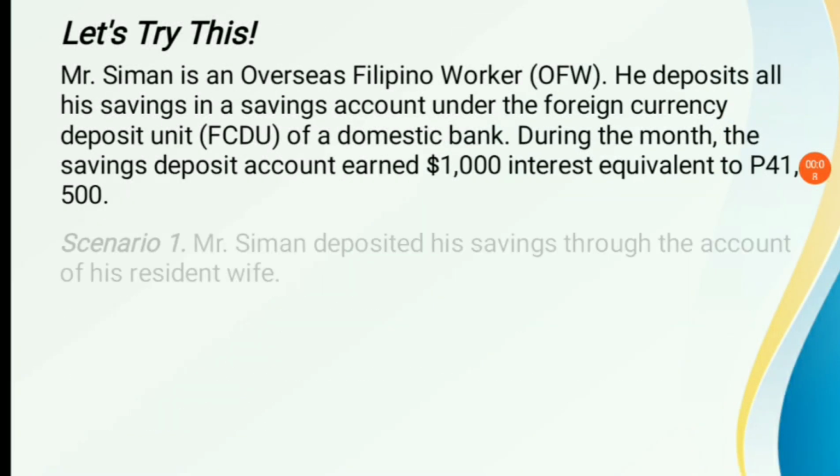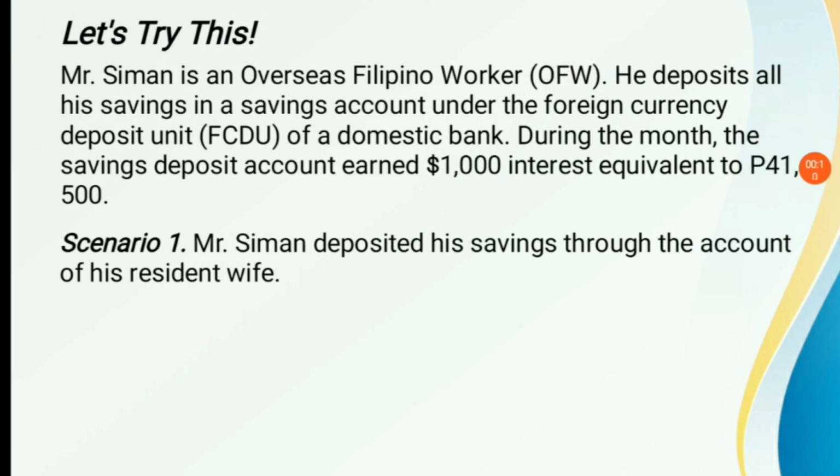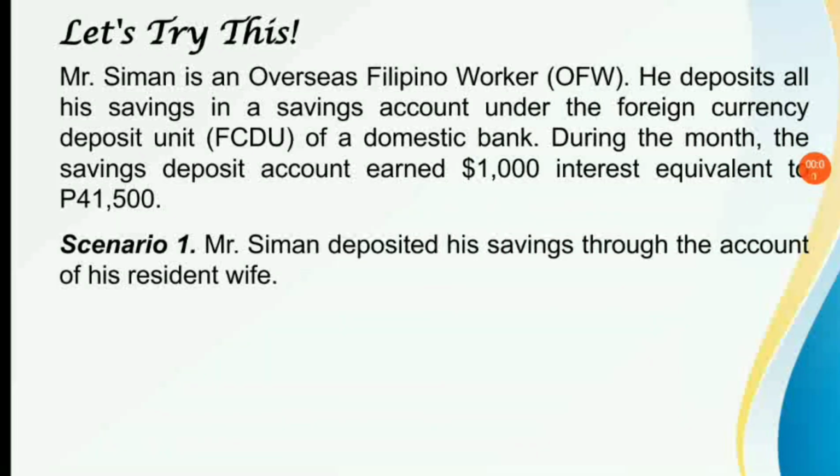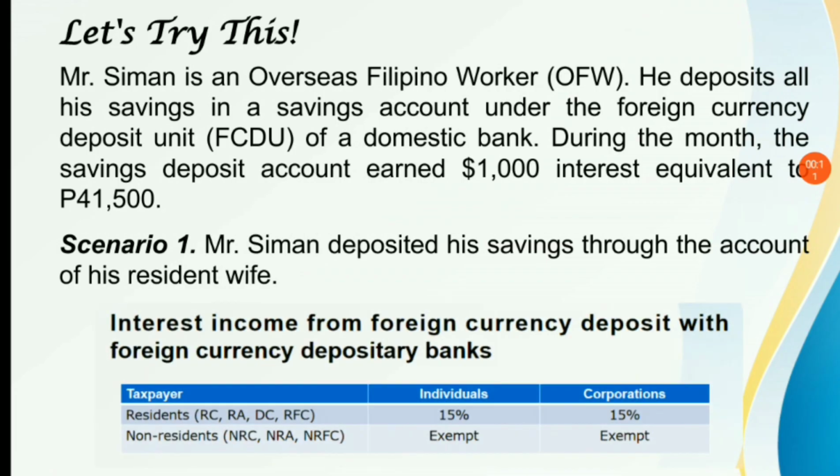So the first scenario says Mr. Seaman deposited his savings in the account of his resident wife. So how much is the final tax on the interest income here? It was not said to be a joint account, right? So therefore, the applicable rule is this one. And Mr. Seaman's wife is a resident citizen, so she falls in this category. So the interest income will be subject to the 15% final tax.